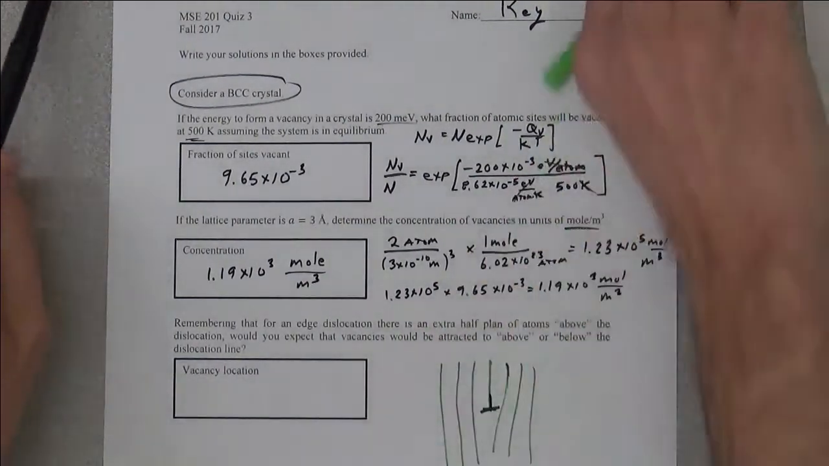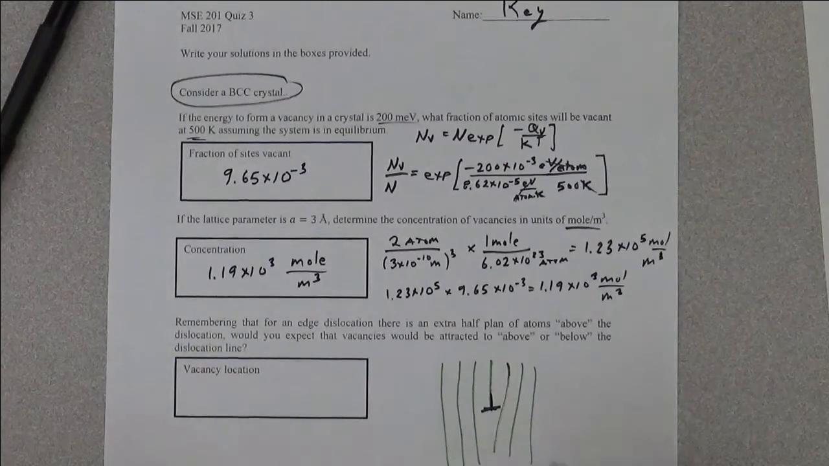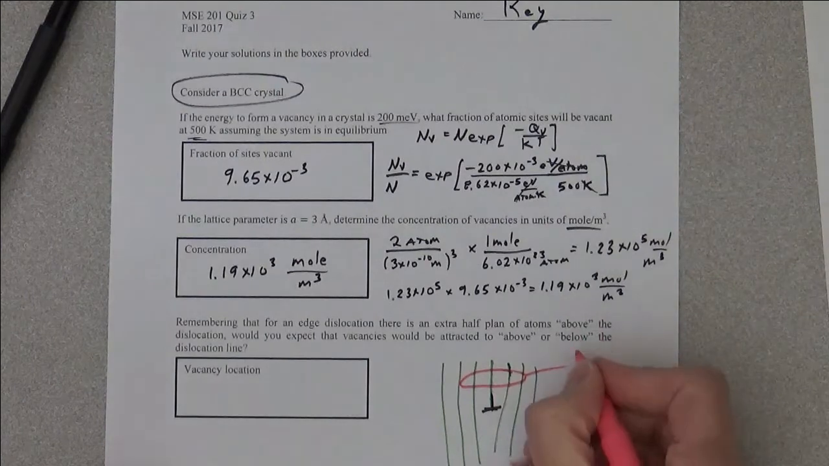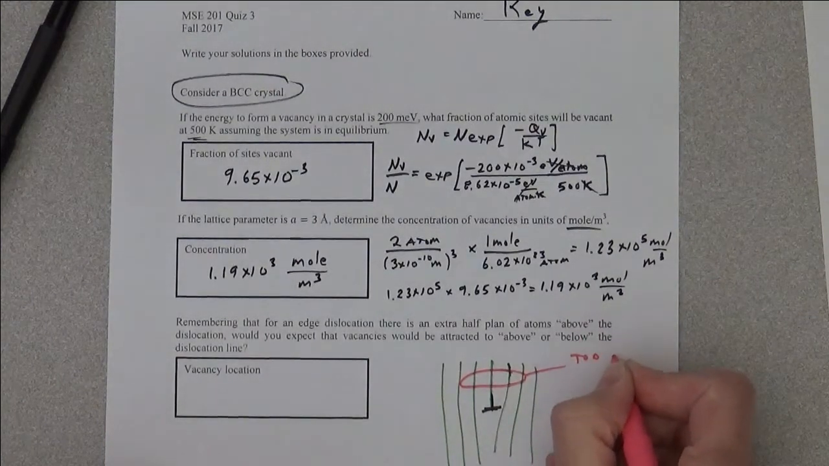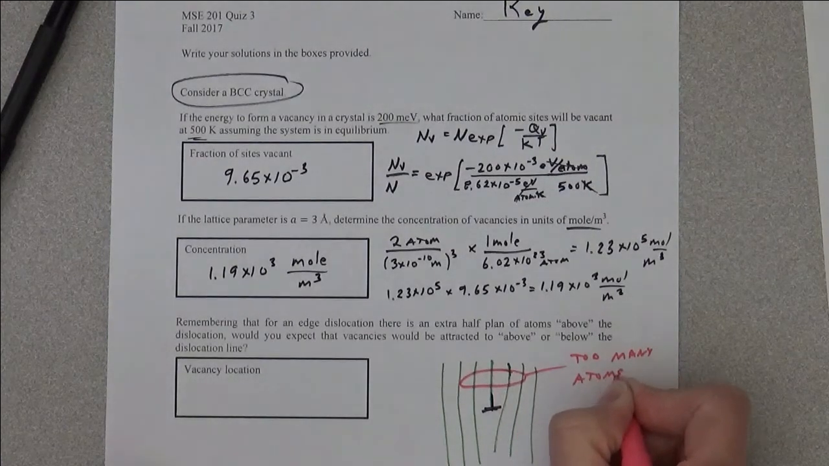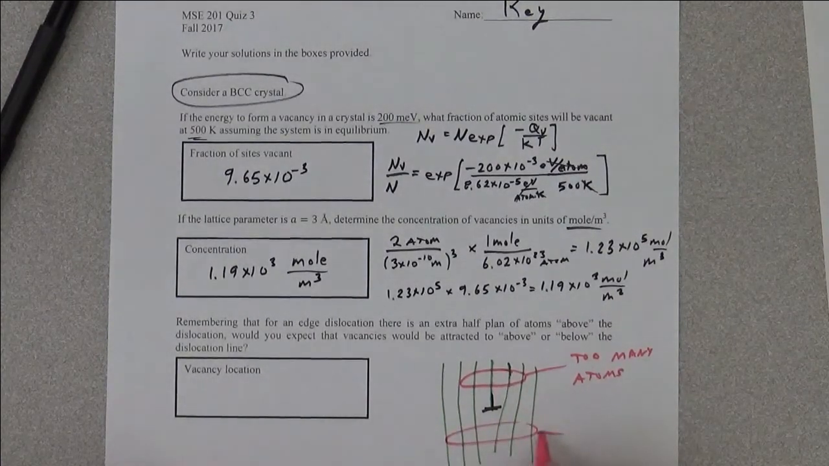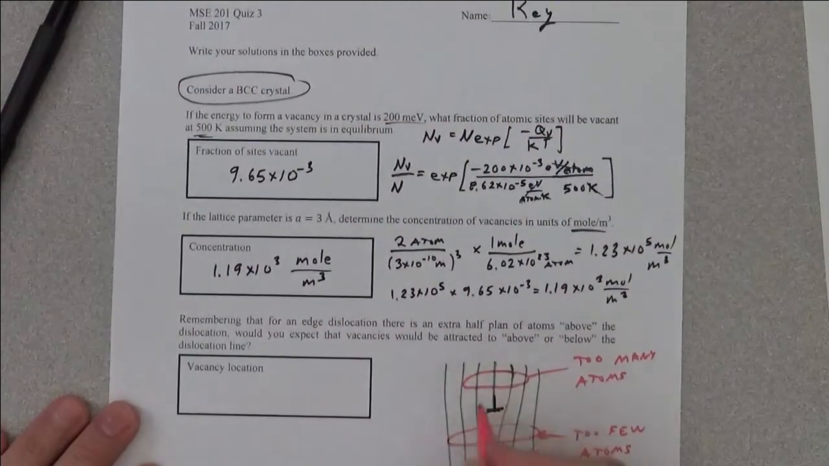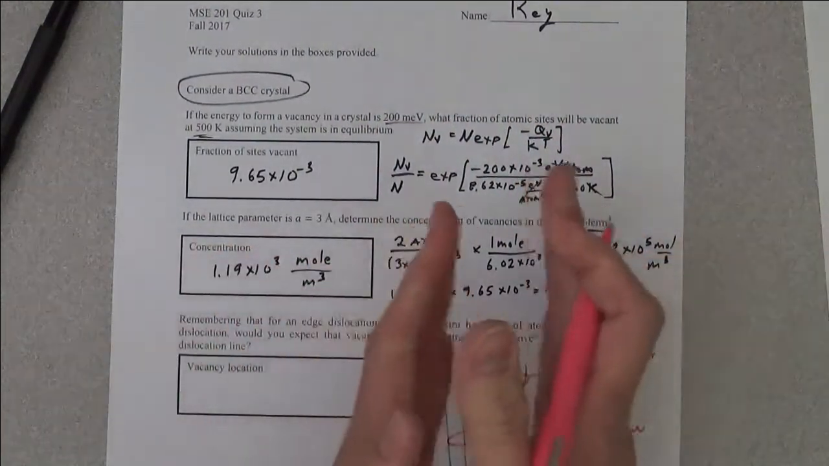So in this region, we have too many atoms, too many planes. In this region, we have too few. Right? So this region is in compression. These planes are squeezed together. And this region is in tension. These atoms, these planes are being pulled apart.